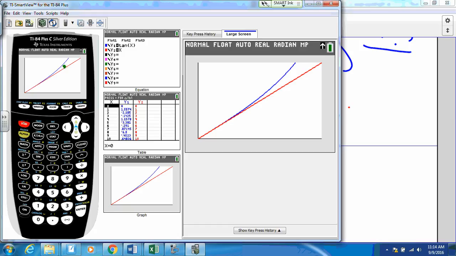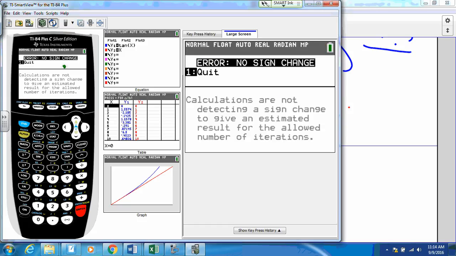So maybe what I can do is second calc intersect. Watch how I'm going to be clever here. First curve and second curve. And for my guess, I'm going to put my guess out here with the understanding that the calculator is going to go this way and find the first intersection point here. And when I do, it thinks, oh, error, no sign change. It really did not like that. It must be that it's right on the boundary.